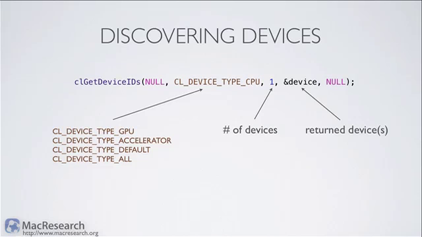You can ask the implementation, what's the default device? Whatever the implementation specifies as being a default type of device. Or you can say, just give me everything that's on the system and let me know. You also specify the number of devices you're looking for.